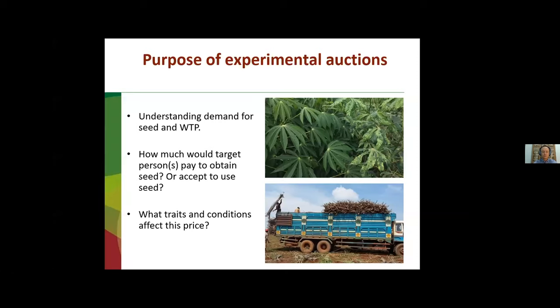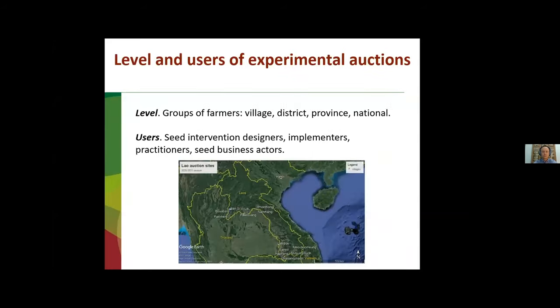So an example of traits is like we have on the right here, two varieties of cassava which have different susceptibility to mosaic disease. So we could ask, what is the difference in willingness to pay between these two varieties? This method is intended for use at a group level. So we're talking about understanding the behaviors of groups of farmers.